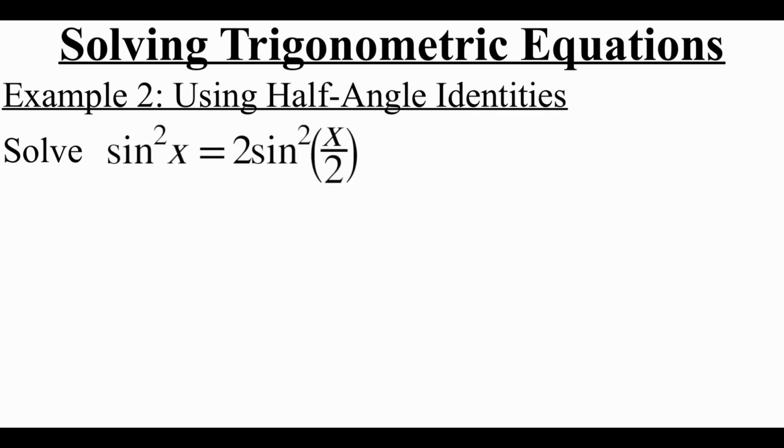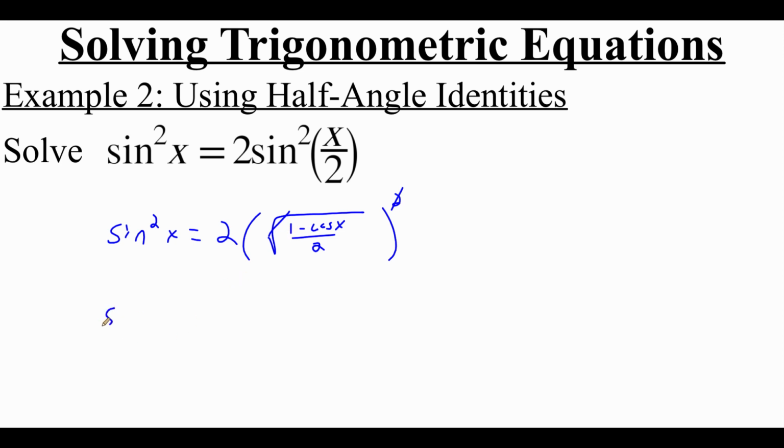In this example, we're going to look at solving the equation sine squared of x equals 2 sine squared of x over 2. Because I see that x over 2 on the right-hand side, the first thing I think about is using one of my half-angle identities. Normally our half-angle identity has a square root on it, and this would be the square root of 1 minus the cosine of x over 2. But because this sine is squared, we need a squared power on that, and that's actually going to cancel out with this square root.